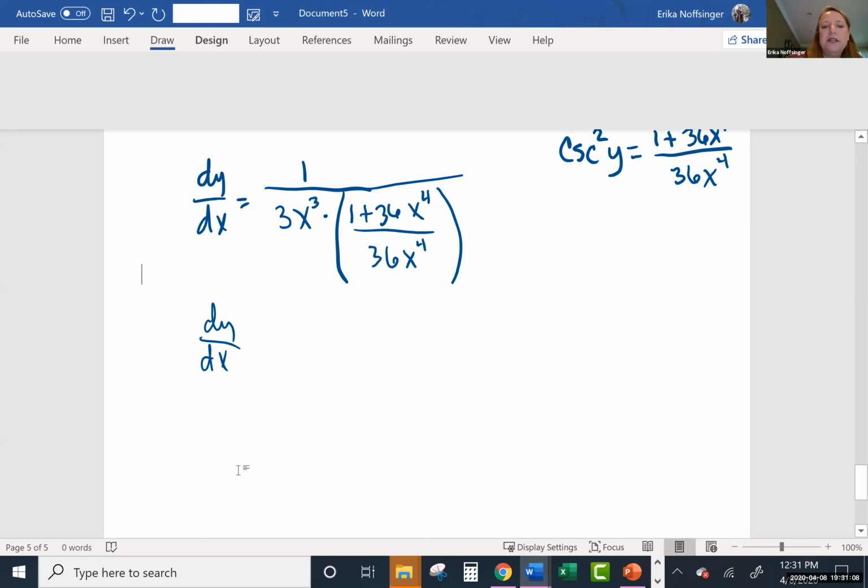So 3 goes into 36 12 times. I know x cubed cancels with my x to the 4th, leaving me just with a single x. I notice that now I have just a 1 over a single fraction, so I can invert, multiply, flip that up. And so this would equal 12x in the numerator now, all over 1 plus 36x to the fourth. And there's nothing that simplifies. And we're done.